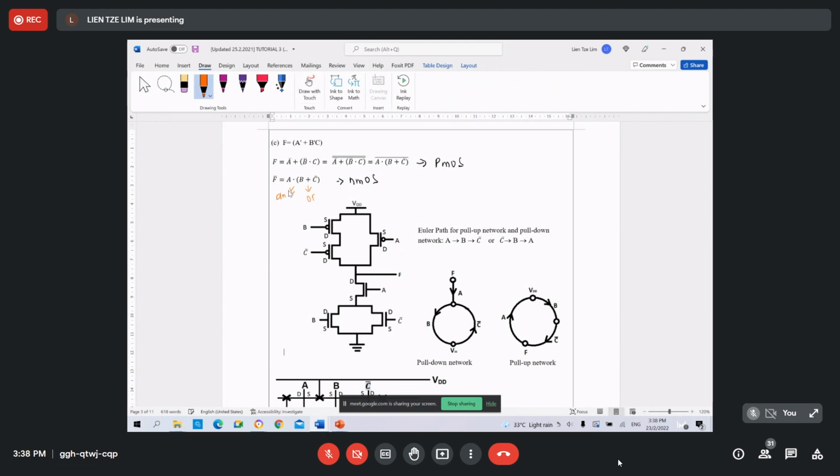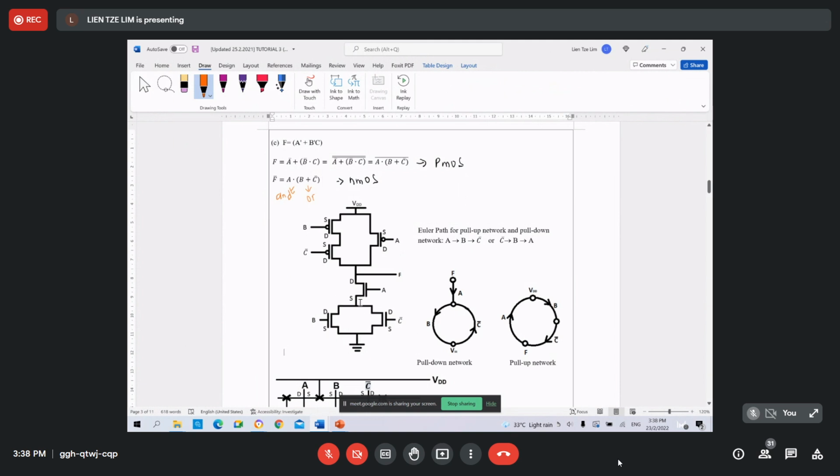This is AND operation. For all operations in the pull down network, it is in parallel configurations. That means B and C bar will be in parallel, and then A is in series with B and C bar.